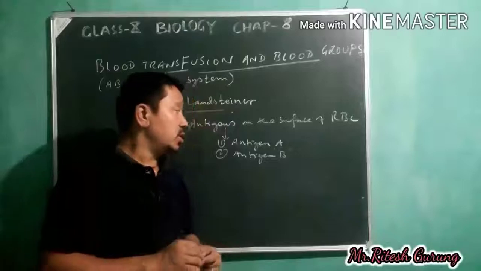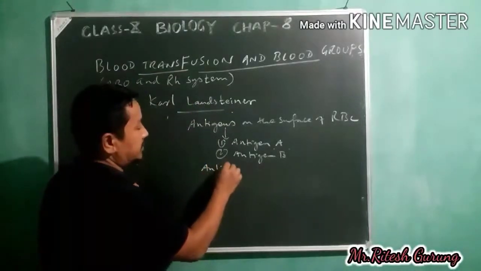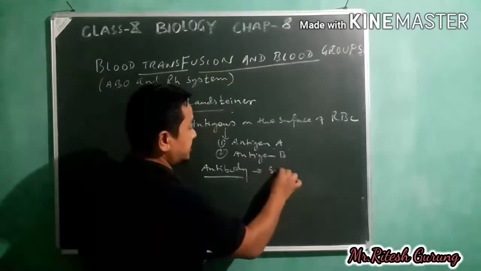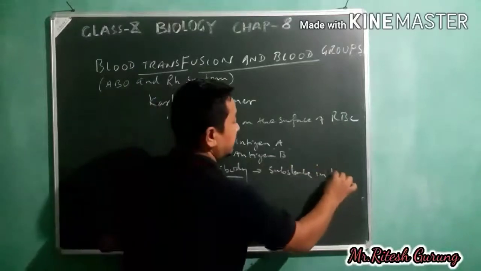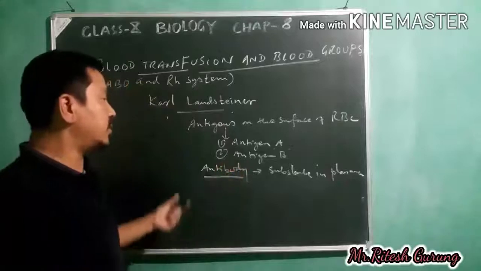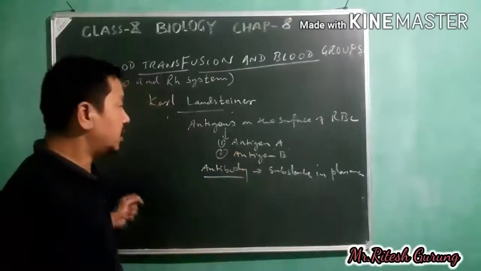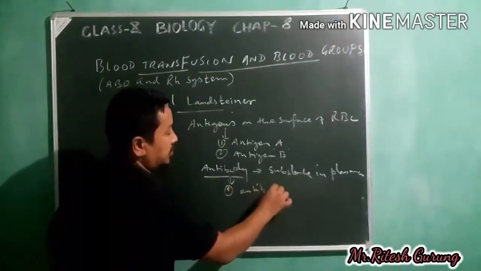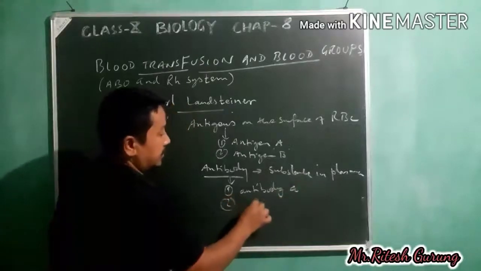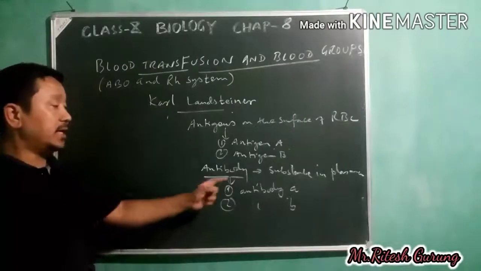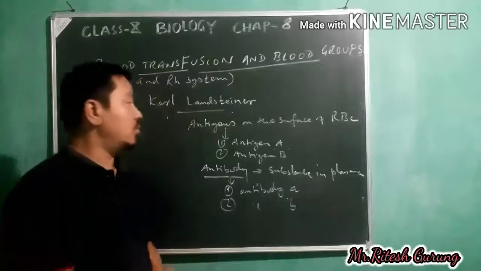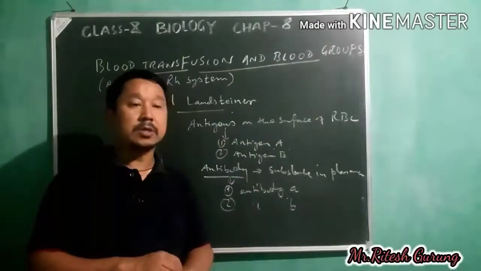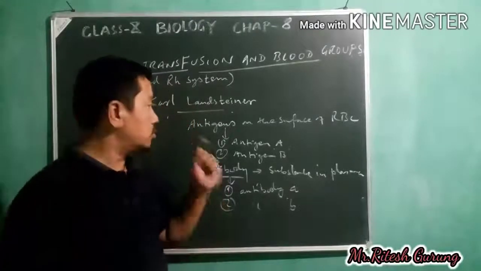And there is another substance called antibody, in the blood plasma, complementary to this. This antibody is again of two types: antibody A and antibody B. Based on these two types of antigens, antigen A and antigen B, blood groups have been grouped into four types.